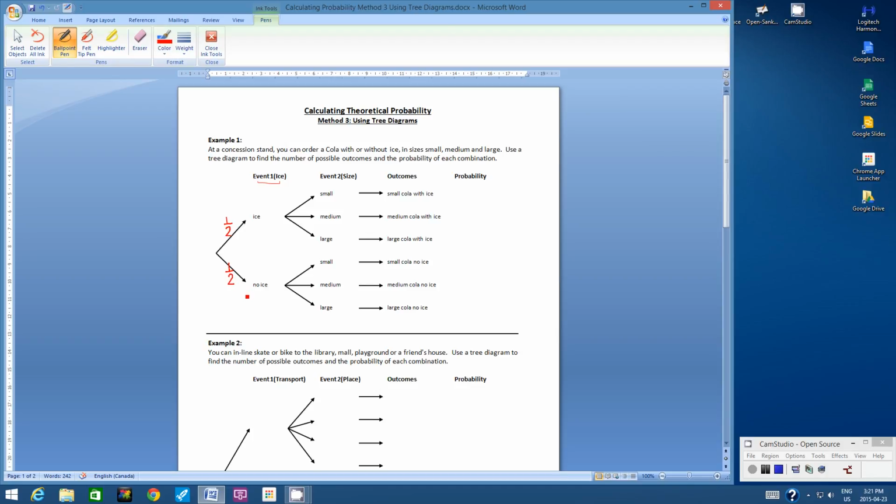Okay, all right. Now that we've covered event 1, I want you to forget about it for a minute. Let's talk about event 2, size. Well, how many sizes do we have to choose from?